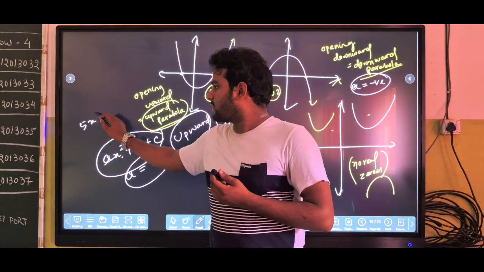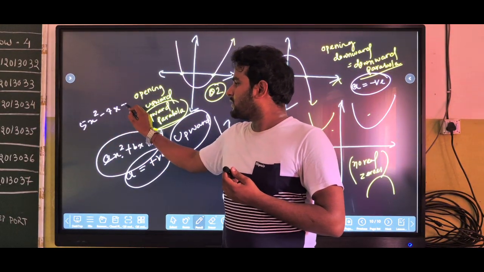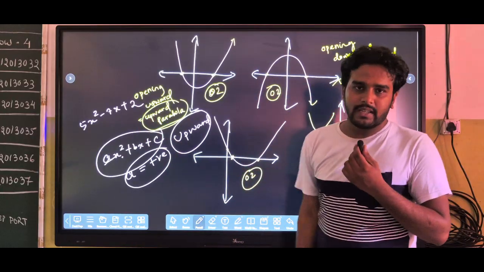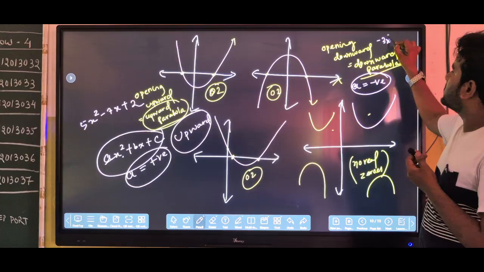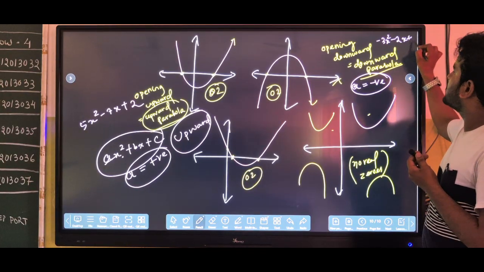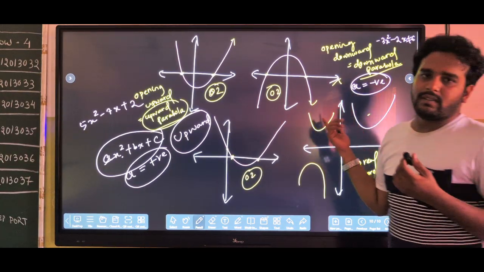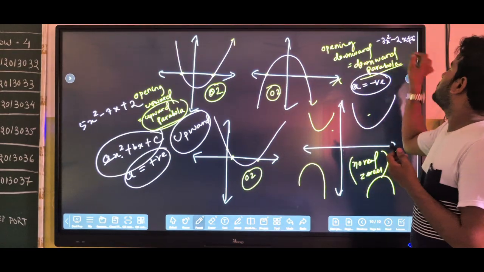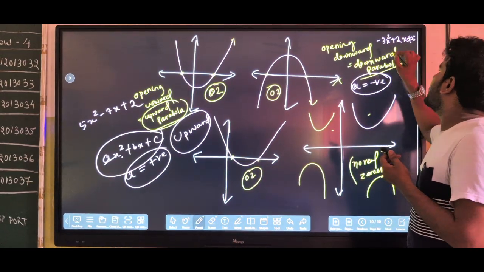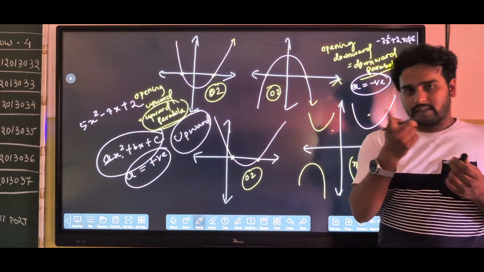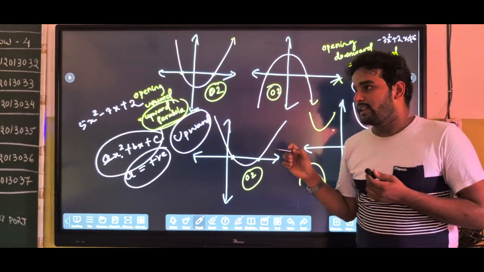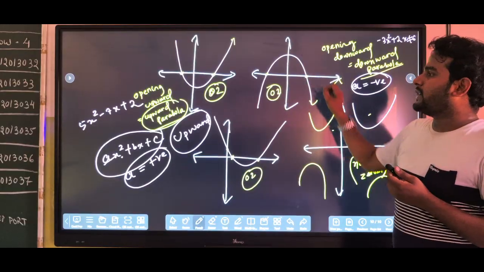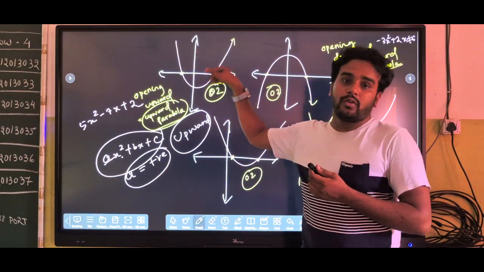So example ले जाते हैं. Suppose 5x square minus 7x plus 2. So देखो 5 is there, a is 5 means positive. इसका एक example ले सकते हो, minus 3x square plus 2x plus 6. Any example I am giving just. Minus sign is there, minus 3. In the place of a, negative sign is there. Means the graph will be downward. If it is plus, it will be upward.